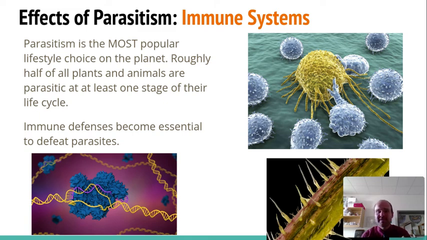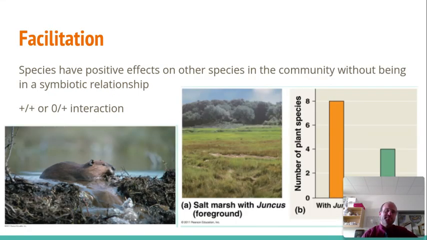Parasitism is how we get immune systems. Parasitism is the most popular lifestyle on the planet. Half of animals are parasites, and if you include bacteria and fungi, it balloons way higher. And so we've developed an immune system, and it's not just us. While mammals have a really complex immune system, I talked about how plants have immune systems to prevent herbivory. Bacteria developed CRISPR to fight off viruses. So it's a really common thread.